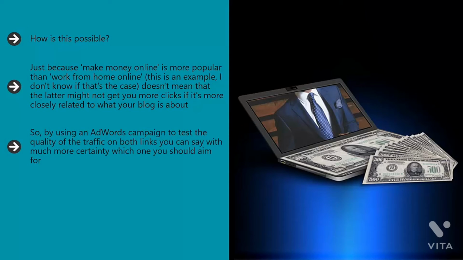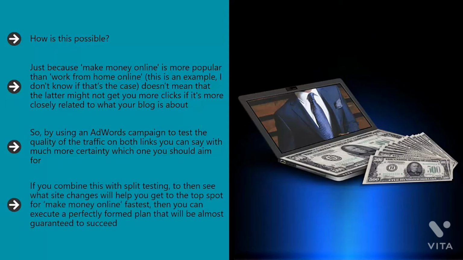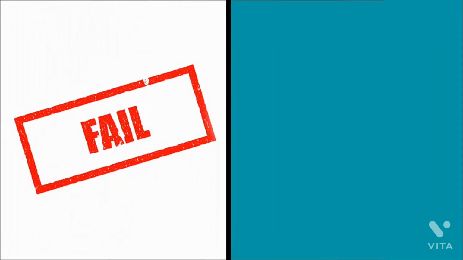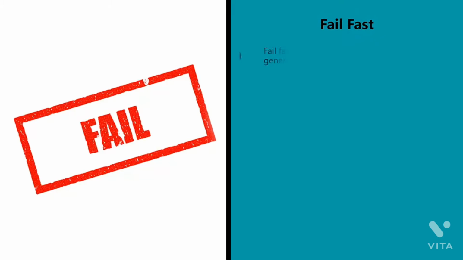So, by using an AdWords campaign to test the quality of the traffic on both links, you can say with much more certainty which one you should aim for. If you combine this with split testing, to then see what site changes will help you get to the top spot for make money online fastest, then you can execute a perfectly formed plan that will be almost guaranteed to succeed.